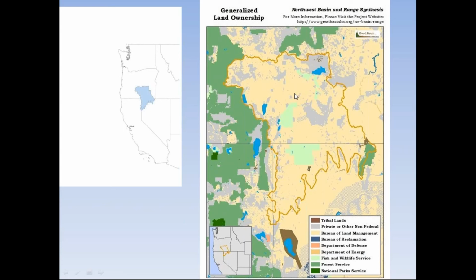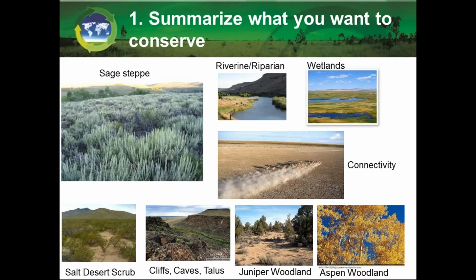When we started this project several months ago and we reached out to people, one of the first things that we heard was that there's been a lot of planning, a lot of research, a lot of assessments across this area. So don't recreate the wheel, but at the same time, there is a lot of information and science today. It hasn't been synthesized and put together, and that gets at the name of this project, the Northwest Basin and Range Synthesis.